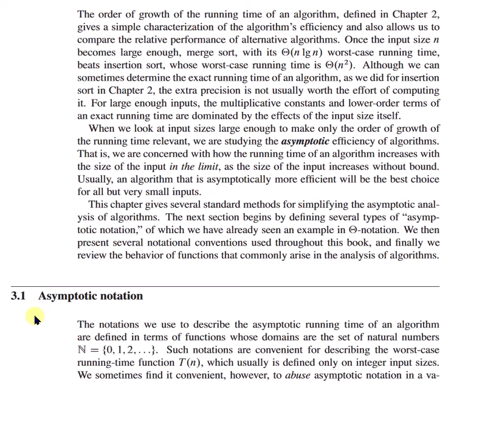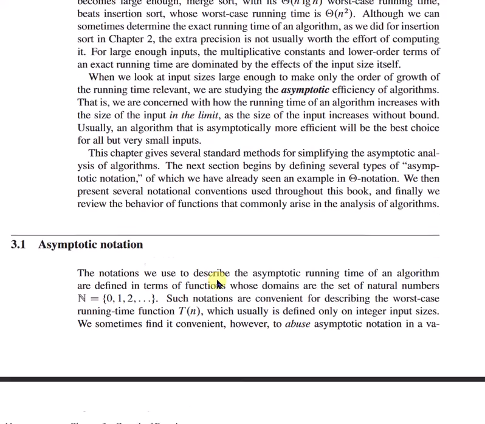This chapter gives several standard methods for simplifying the asymptotic analysis of algorithms. The next section begins by defining several types of asymptotic notation, of which we have already seen an example in theta notation. Theta notation is one of the asymptotic notations. We then present several notational conventions used throughout this book, and finally we review the behavior of functions that commonly arise in the analysis of algorithms.